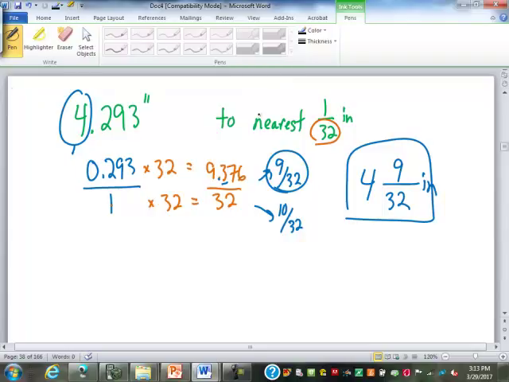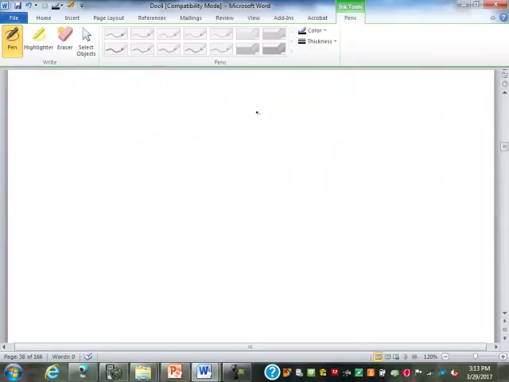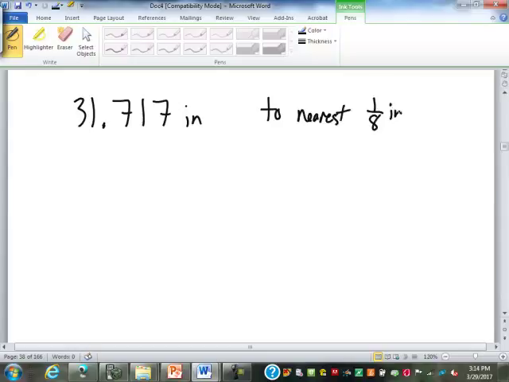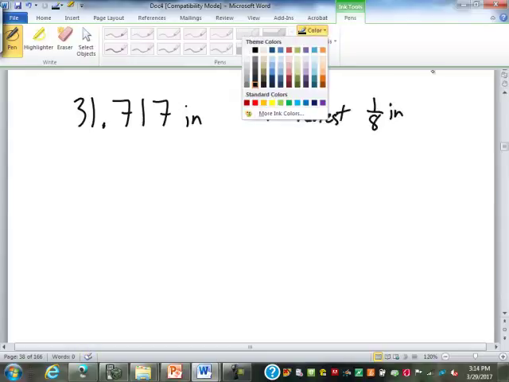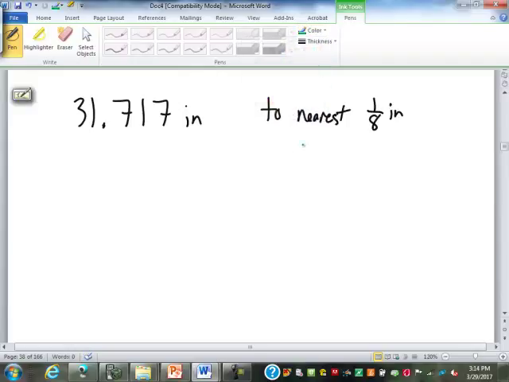Well, we're going to add another level to this. If I give you 31.717 inches, and I want it to the nearest 1/8 of an inch, but what I'm going to do is say I want this expressed as feet, inches, and then eighths.